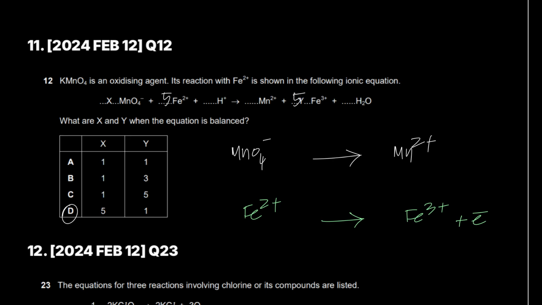Write the electron on the more positive side. MnO4, this is Mn, this is Mn. Balance out the O's with H2O's, plus 4 H2O's. Balance out the H's with the hydrogen ions. 4 times 2, 8 H's. Add the 8 hydrogen ions here.